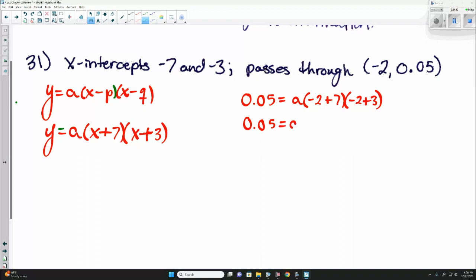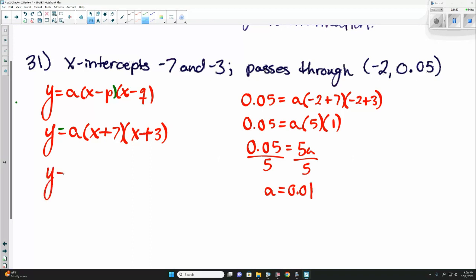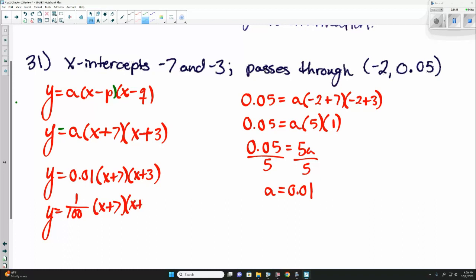Now we're going to simplify what's inside our parentheses. Negative 2 plus 7 is 5. Negative 2 plus 3 is 1. 5 times 1 times a is 5a. Now at this point here, we can divide both sides by 5 and get 0.01. So y is equal to 0.01 times x plus 7 times x plus 3. We could have also written it as y equals 1 over 100 times x plus 7 times x plus 3. Both of these work.